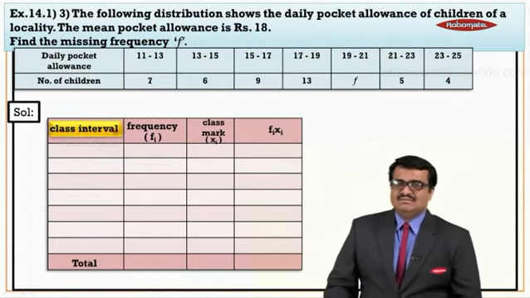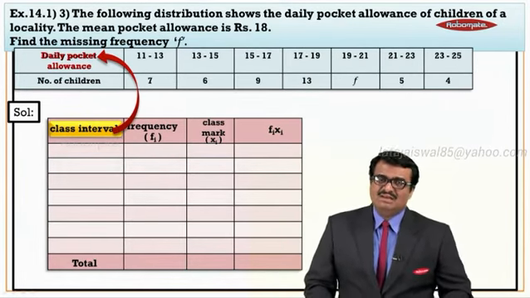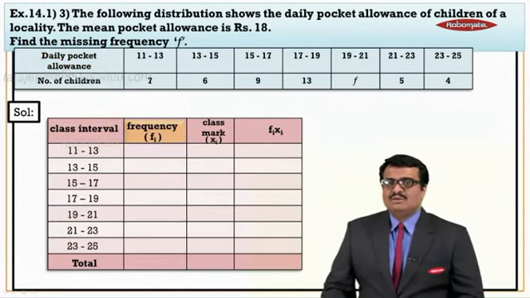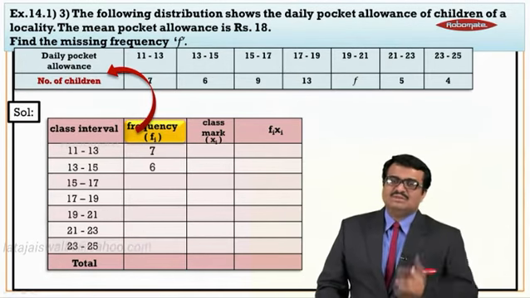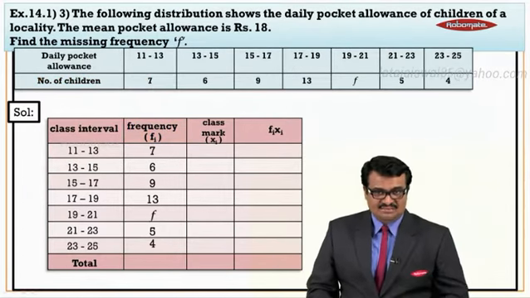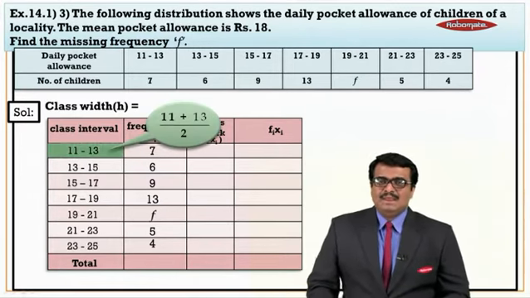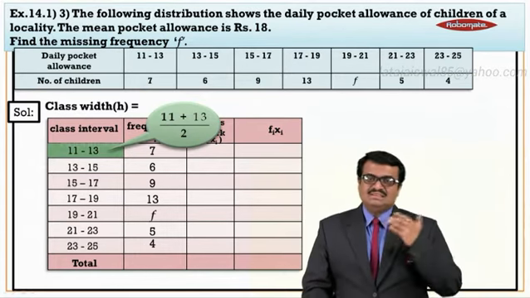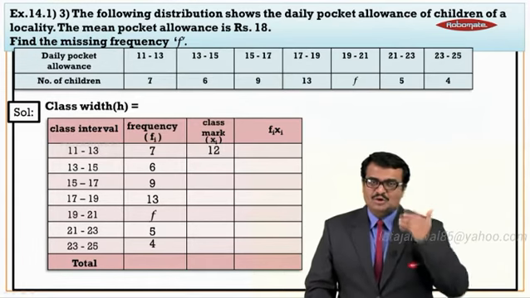Now, class interval will be nothing but the first row, that is daily pocket allowance, and the data will be copied one below the other. The second column goes for frequency. Frequency is nothing but the number of children. That also we will copy from the question, one below the other. And the third column is class mark. How will you find class mark? Class mark is nothing but the midpoint of a class. Midpoint is nothing but add the limits and divide by 2. 11 plus 13 upon 2, 24 upon 2, it will be 12.